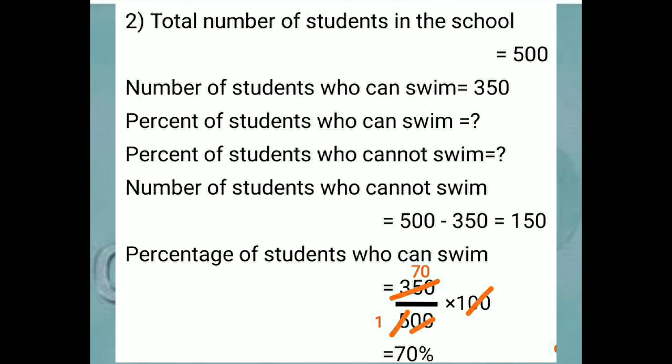Beginning with finding out the percentage of students who can swim, we will have to divide the number of students who can swim by the total number of students, which is 500, and multiply the fraction by 100, which on further calculation will give us the answer 70. Thus we can say that 70% of students can swim.